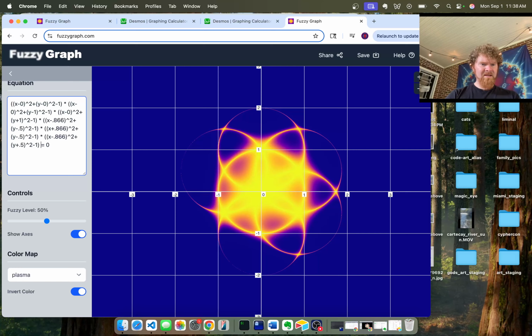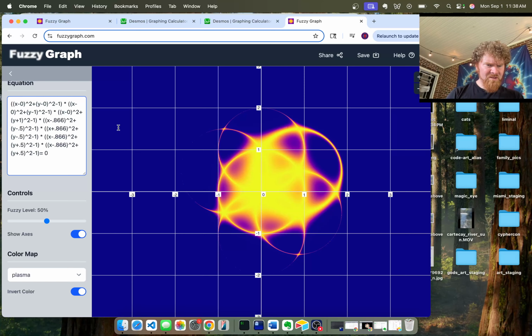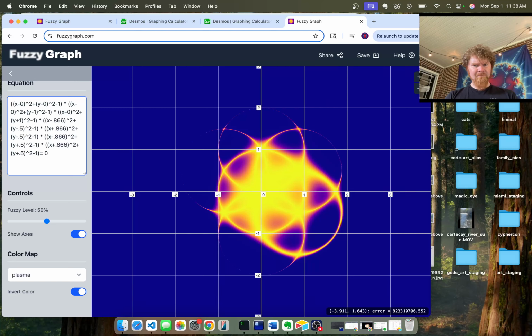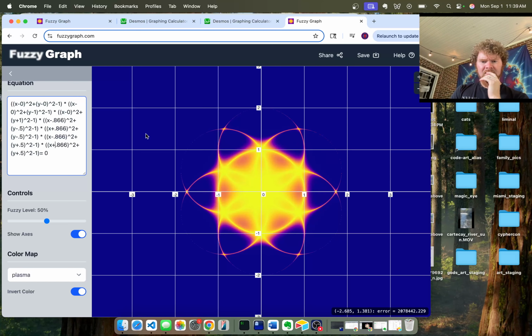And then the last one here, this should be plus 0.5, and that should be, I think it's plus 0.866. There. Let's let that load. It's kind of slow. I need to get a loading indicator for FuzzyGraph. All right, so there's the seed of life as a single equation.